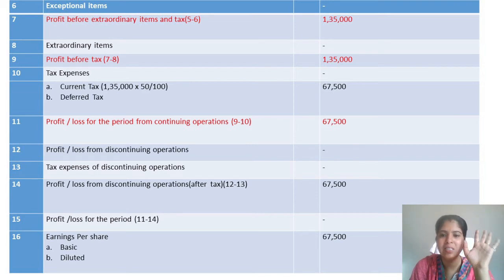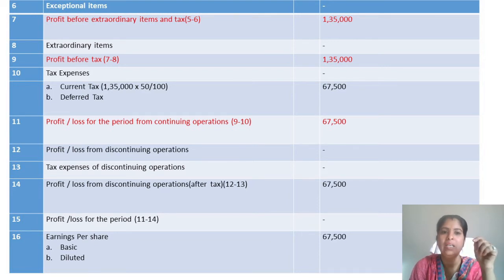Serial number 6 is nil value. So directly carry forward profit is 1,35,000. Next, extraordinary items. In this particular example, again we don't have any extraordinary items. So nil. Again profit is carried forward. Profit before tax 1,35,000. Now total tax has to be seen.